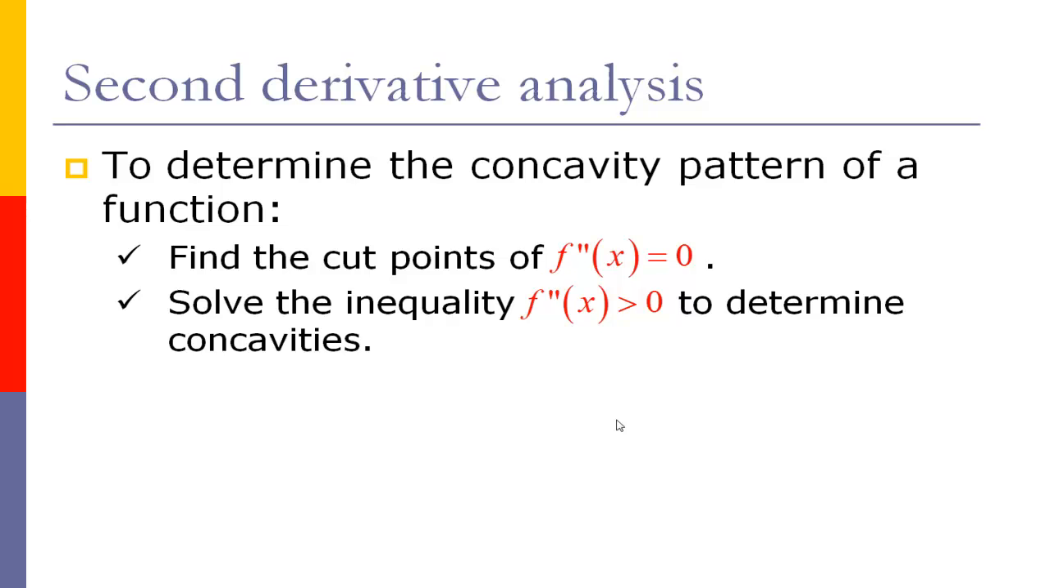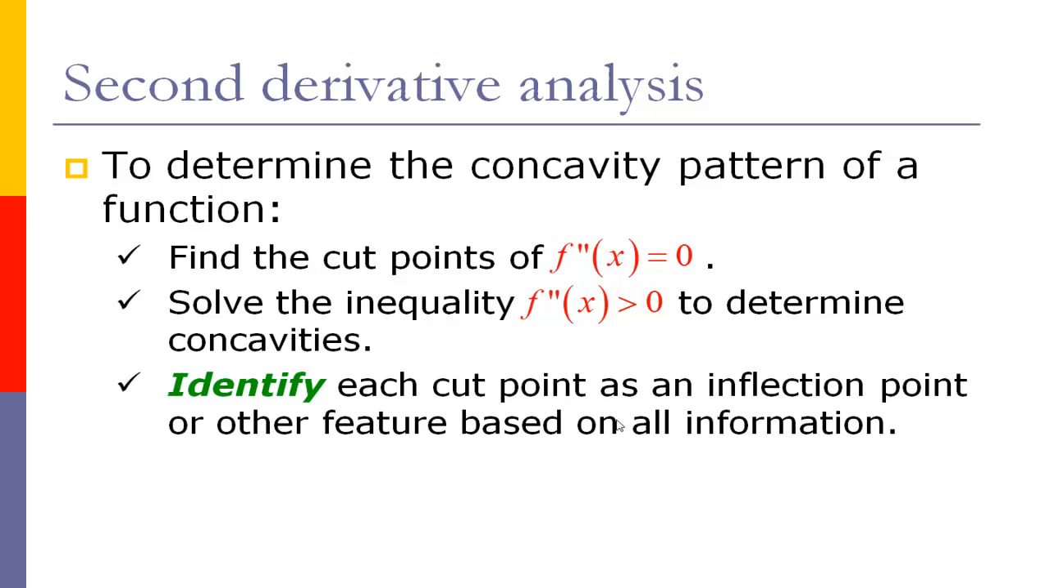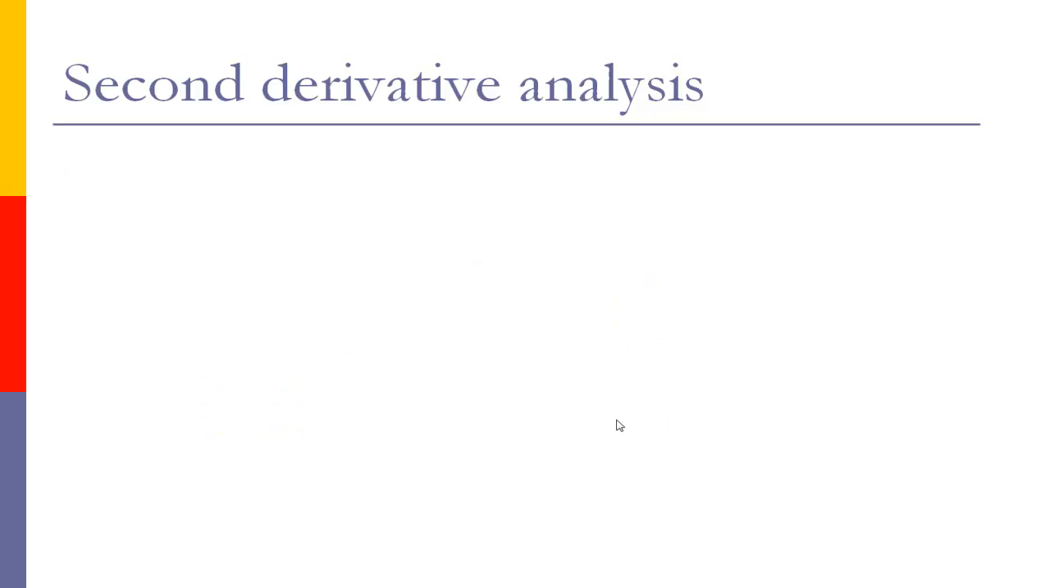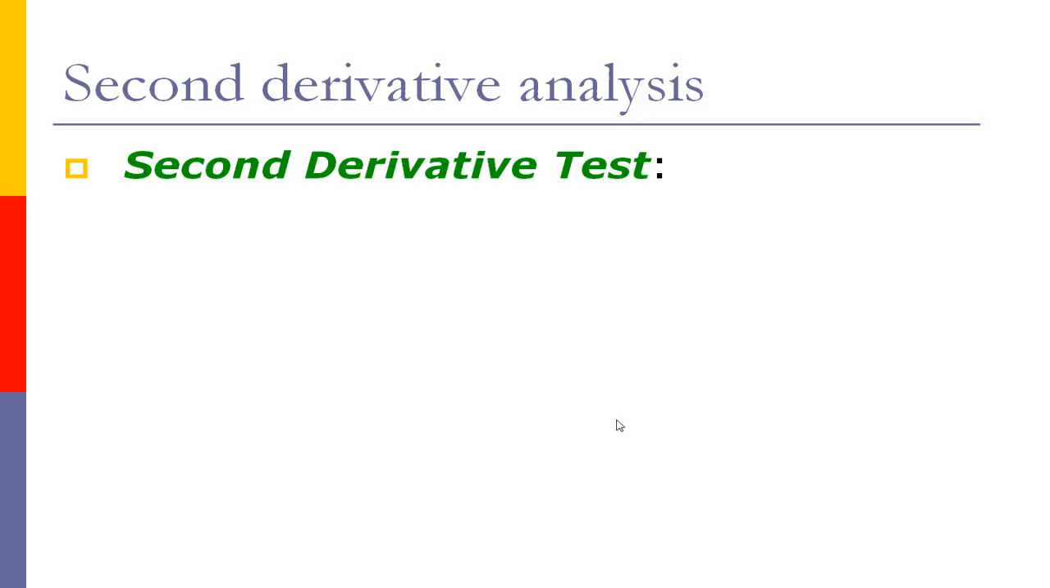So once we have solved this inequality, and we know where the concavity of the function is up and down, then we can identify each cut point as an inflection point if everything is fine, continuity, change of concavity, and so on, or if it's something else based on some other information that we have. And so as you see, the strategy is exactly the same as the first derivative, only the conclusion is about concavity. Now, there is also a second derivative test, just like there is a first derivative test.